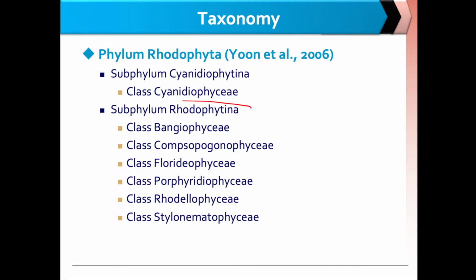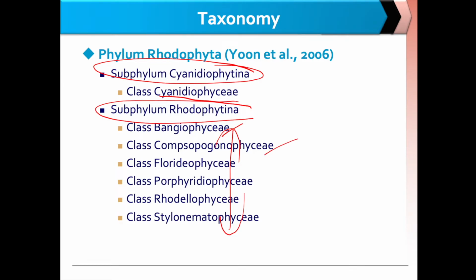We have the Rhodophytina, plus the classes that we mentioned earlier, plus your subphylum Cyanidiophytina, with just one class, Cyanidiophyceae. So yeah, according to Yoon et al. in 2006, we have at least 2 groupings. The first group is your Cyanidiophytina, and the next group is your Rhodophytina, including your more common representatives of your red algae, including the class Bangiophyceae, Compsopogonophyceae, and your much more important class Florideophyceae and your Porphyridiophyceae right there. That's the more diverse and more important taxonomic groupings.